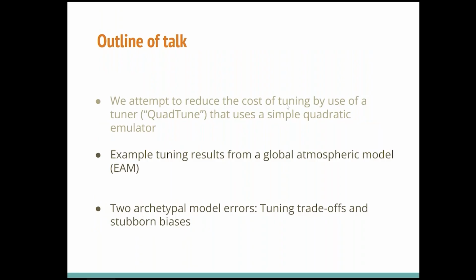Okay, so then my talk will have three basic sections. One is I'll introduce this tuner, which we're calling QuadTune, and it uses a simple quadratic emulator. And the purpose of that is to reduce the number of global runs that we need to do. And then I'll show some example tuning results from EAM, which will give you a sense of the errors that you can get from this simple sort of emulator. And then I'll talk about two archetypal model errors, tuning trade-offs, and stubborn biases.